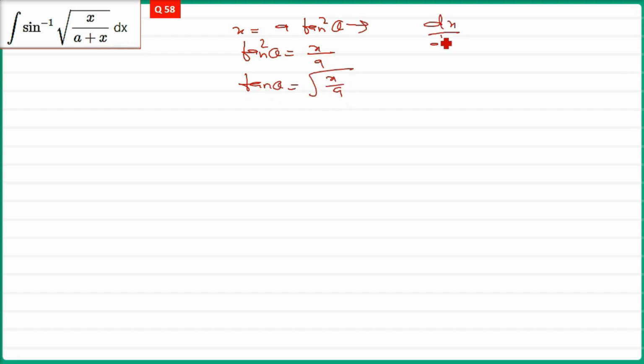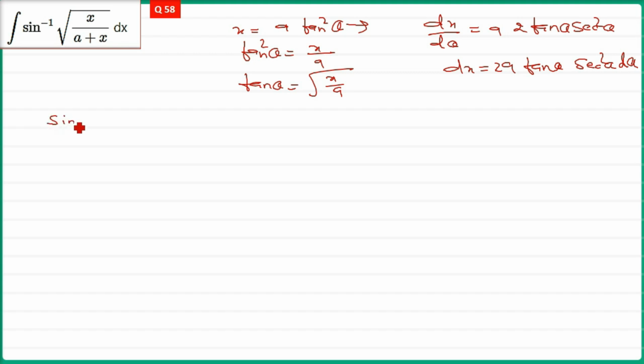Now this is x, so dx by d theta will be what? A times tan square theta differentiated will be 2 tan theta. Tan theta again will be differentiated, it will be sec square theta. So dx will be equal to 2a tan theta sec square theta d theta.